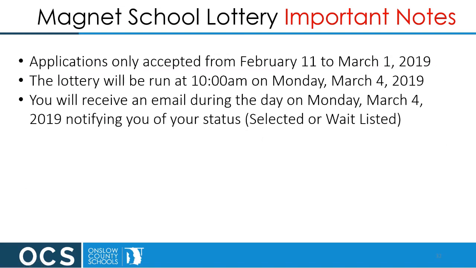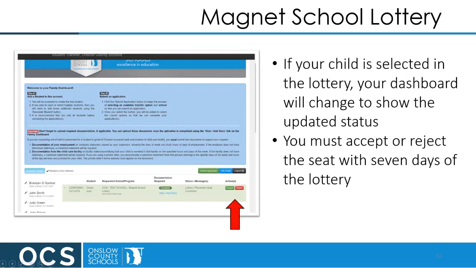We're going to be accepting magnet school applications from February 11th to March 1st, 2019. And the lottery is going to be run at 10 a.m. on Monday, March 4th. That is when the lottery will begin. There are individual lotteries for each grade level at each school, so it does take a little bit of time to run the lottery. But sometime during the day, you'll receive an email on the status of your application, either that your child has been selected or that your child has been placed on the wait list.